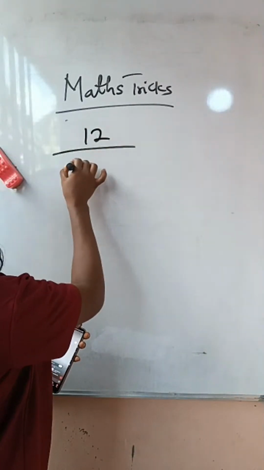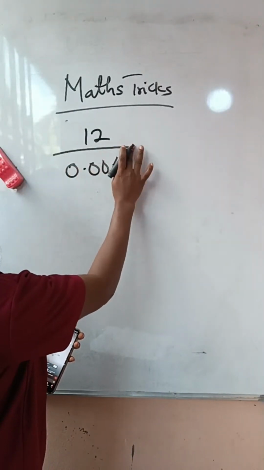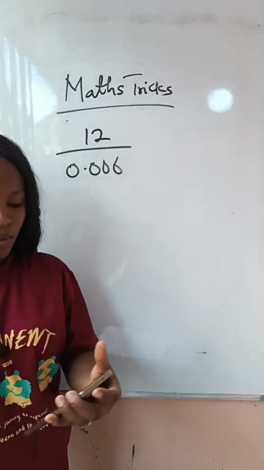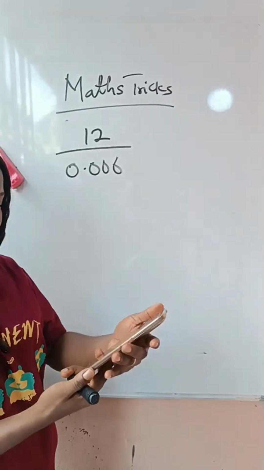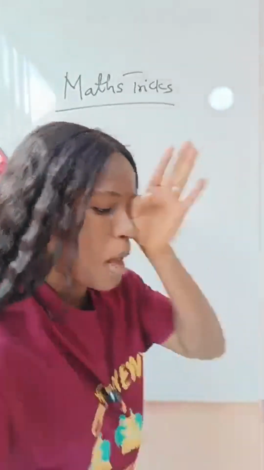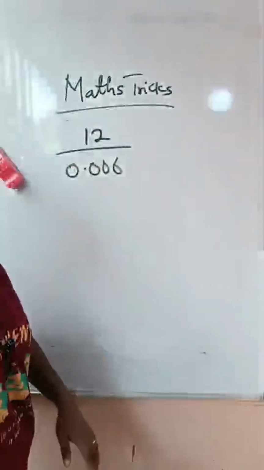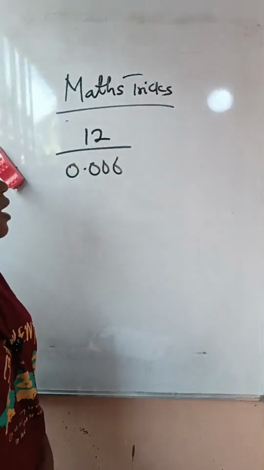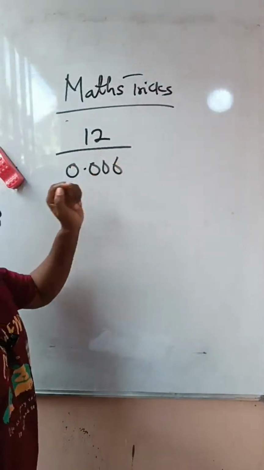All right. So what if we have 12 divided by 0.006? Without the use of a calculator, can you do this very fast? Now, this is it. It's simple.